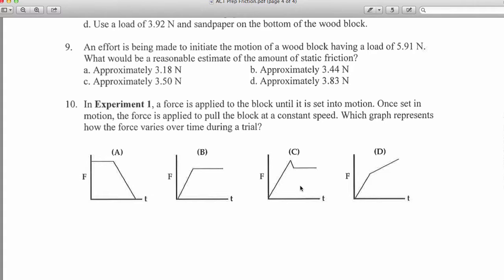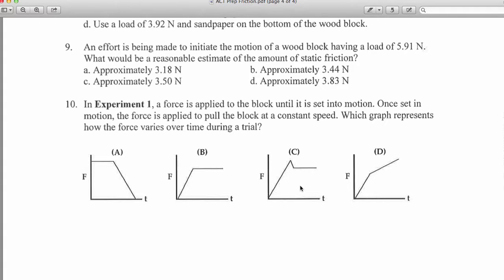Number 9. An effort is being made to initiate the motion of a wood block having a load of 5.91 newtons. What would be a reasonable estimate of the amount of static friction? A. Approximately 3.18 newtons. B. Approximately 3.44 newtons. C. Approximately 3.5 newtons. Or D. Approximately 3.83 newtons.